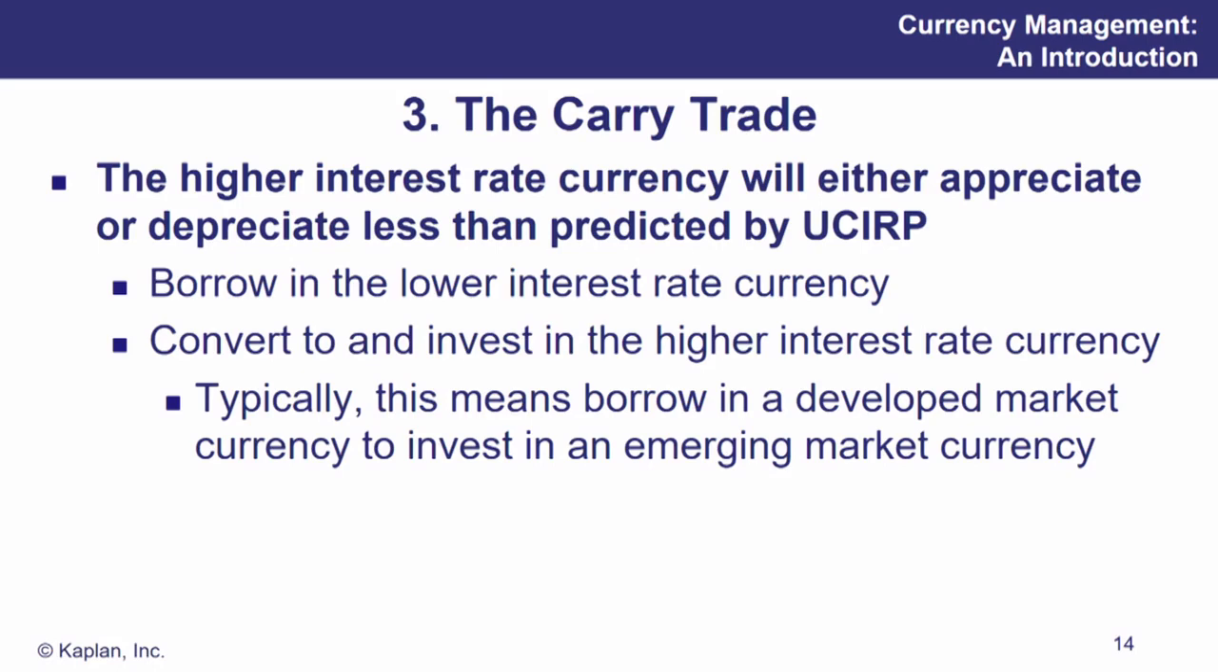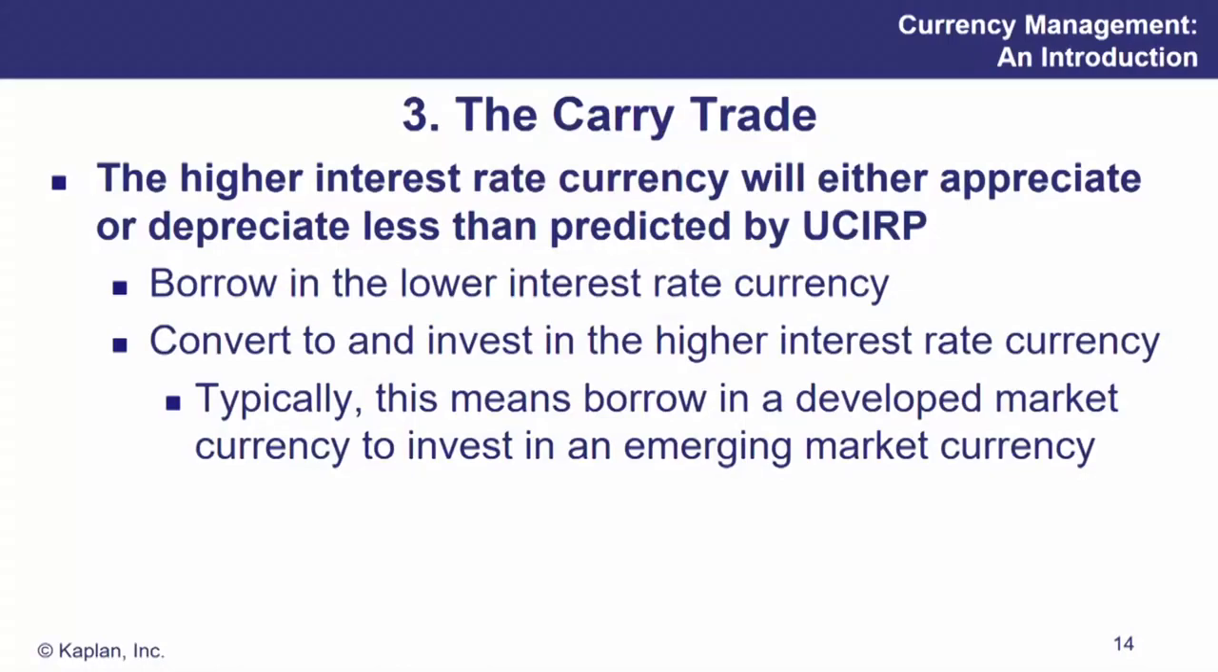And so what we can do here is we can have a trade that generates some alpha for us. We borrow in the lower interest rate currency, convert that, and then invest in the higher interest rate currency. And so we would expect that those currencies should change in value to negate that difference in interest rates, but over a lot of short-run periods, that doesn't seem to be the case. Typically, this means we're going to borrow in the developed market because that's going to be the one that typically has the lower interest rate, and then we invest in an emerging market because that's going to be the one that typically has a higher interest rate because it's less developed.